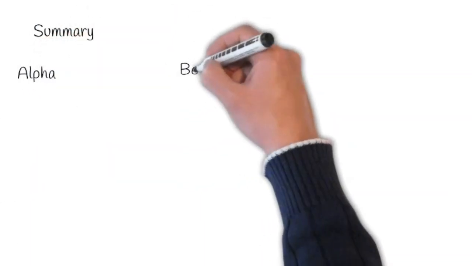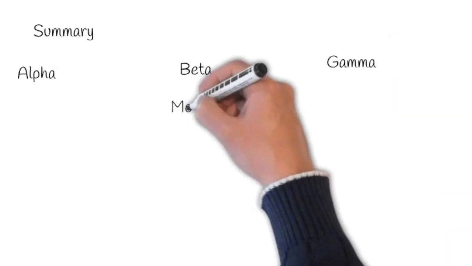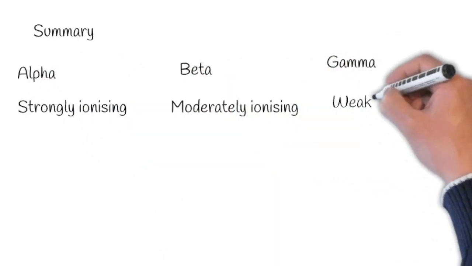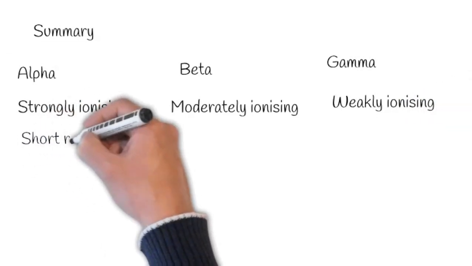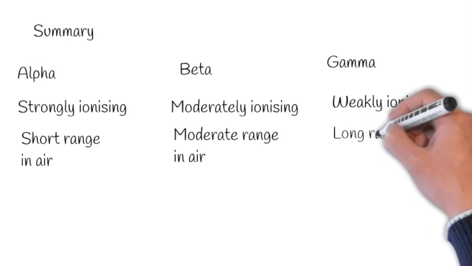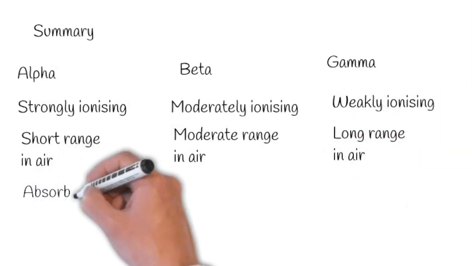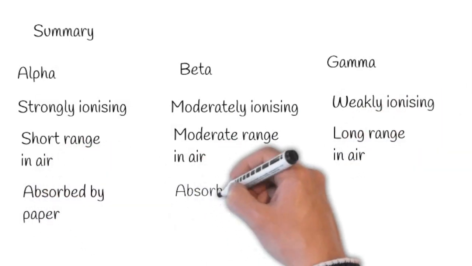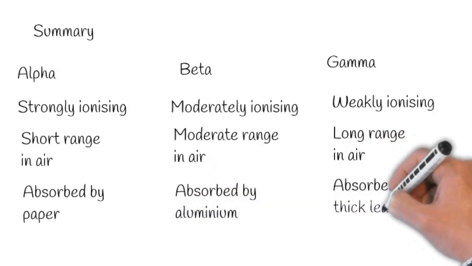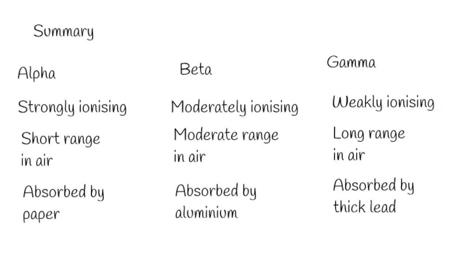Here is a summary of that. Alpha, beta, and gamma. So beta is moderately ionizing, whereas alpha is strongly ionizing and gamma is weakly ionizing. Alpha is a short range in air, beta is a moderate range in air, and gamma is a long range in air. Alpha is absorbed by paper, beta by an aluminium sheet, and gamma by a thick lead.